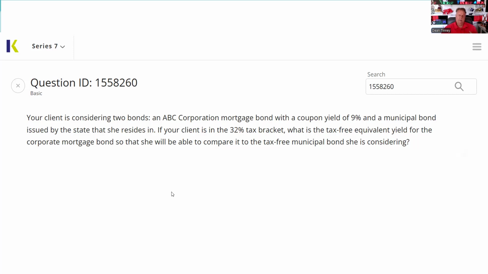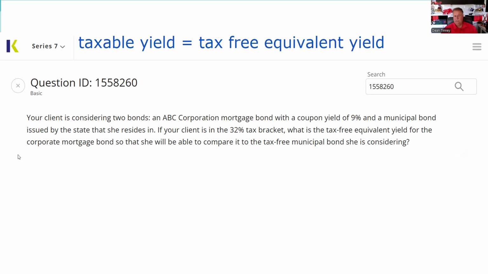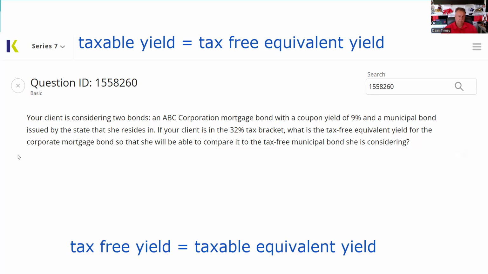It's all about comparing and contrasting what's suitable and what would be unsuitable. She's in a 32% tax bracket. What is the tax-free equivalent yield for the mortgage bond so she can make a fair comparison, right, and decide whether she wants a taxable yield or tax-free? So we have to figure out the tax-free equivalent yield to 9%. The other thing you might encounter on the test is to go the other direction, where she's considering a muni and what she needs in a taxable equivalent yield.